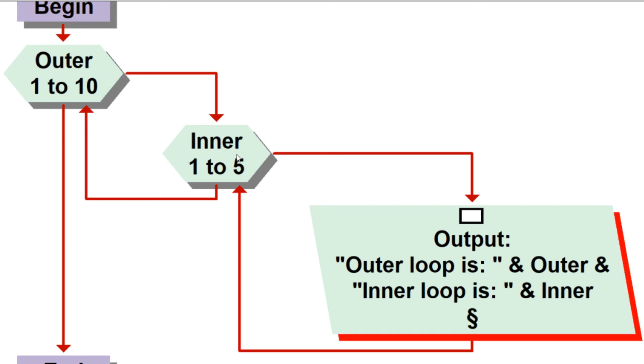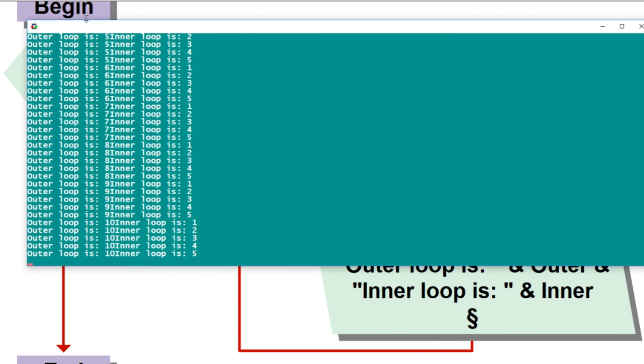So it's going to go 1, 2, 3, 4, 5, and it's going to print out this output. And it's going to come back up here when it's done and change outer loop to 2. And it's going to come in here and print 1 to 5 again. Come back up here, change this to 3, come back in here, run 1 to 5 again, and so on. So let's see what this looks like in terms of running our program.